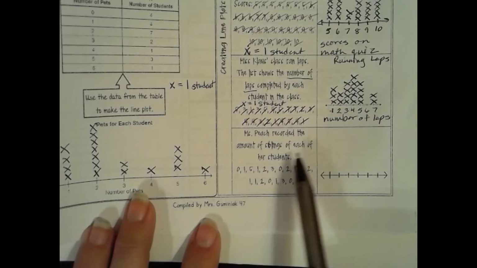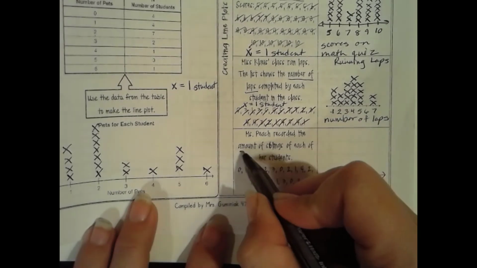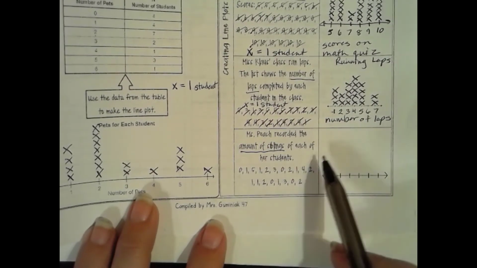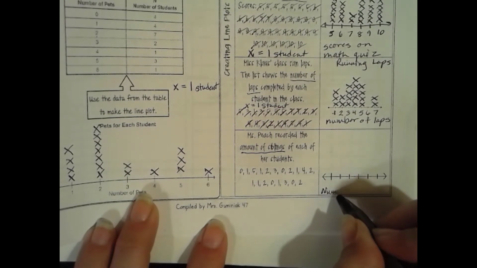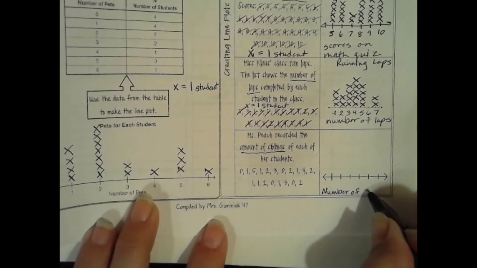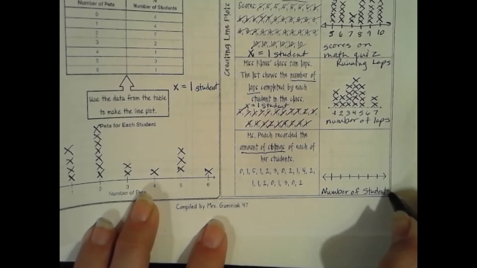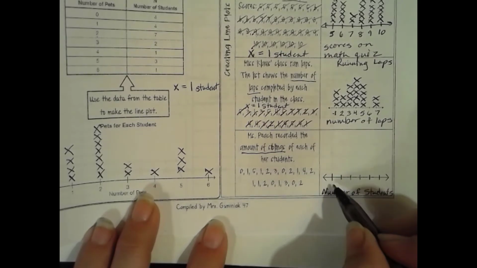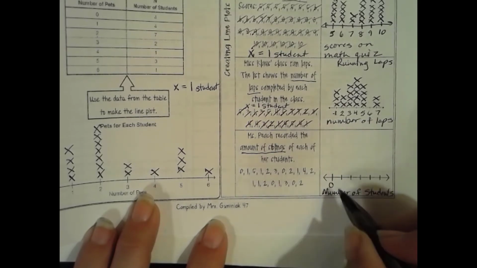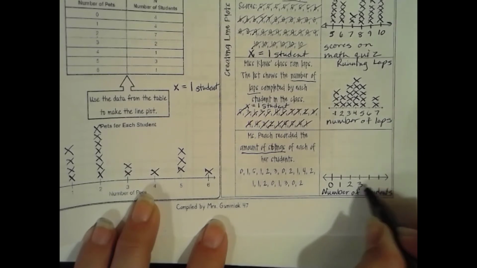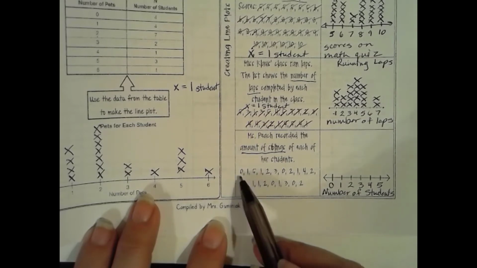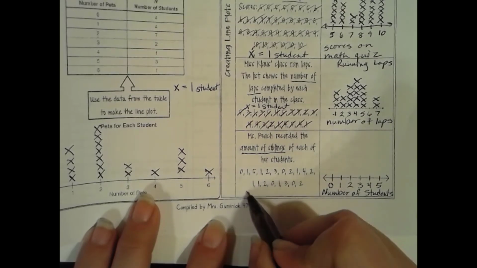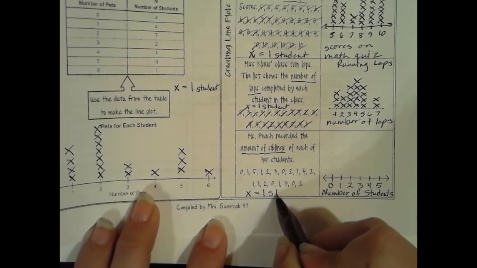Our last line plot that we're doing, Ms. Peach recorded the amount of siblings. So amount of siblings, siblings are brothers and sisters of each of her students. So we're looking, our scale is number of students. So it looks like we start with 0, that's our lowest amount. So 0, 1, 2, 3, 4, 5, and 5 is our highest amount. So we have each X represents one student.